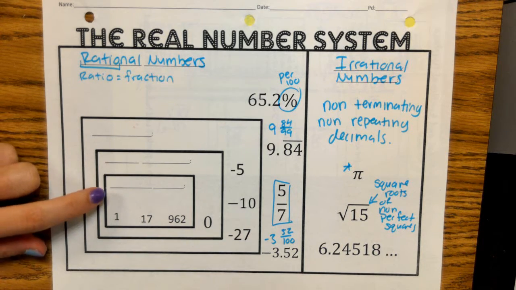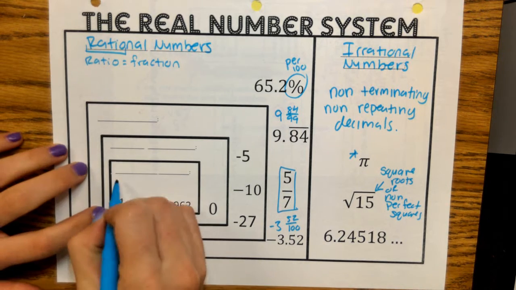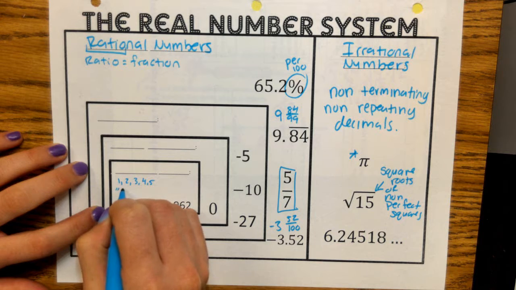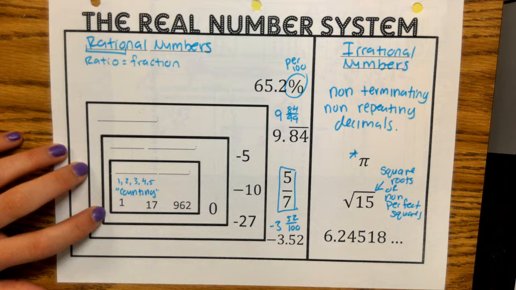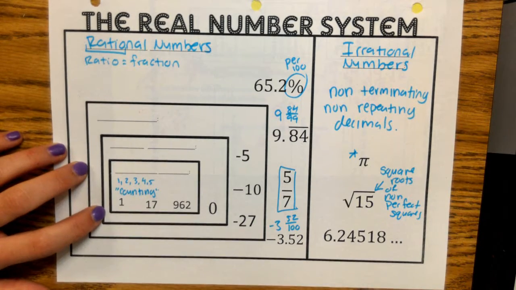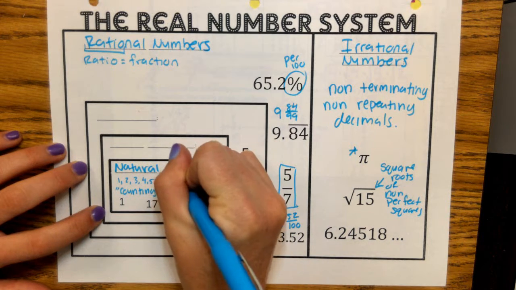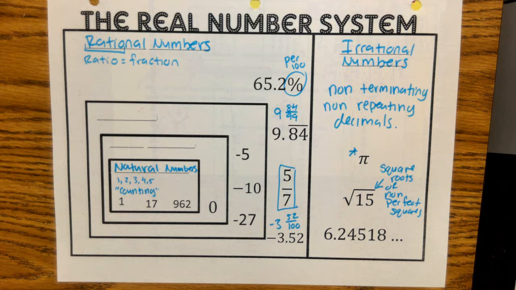Alright, we're going to work on our inside out now. So the most specific subset of the real number system are numbers like 1, 2, 3, 4, 5. We call them counting numbers. Does anyone know a different word for counting numbers? Go ahead. Or natural numbers. So natural numbers are numbers you count with. You start counting at 1. You don't count decimals. You just go 1, 2, 3, 4, 5.